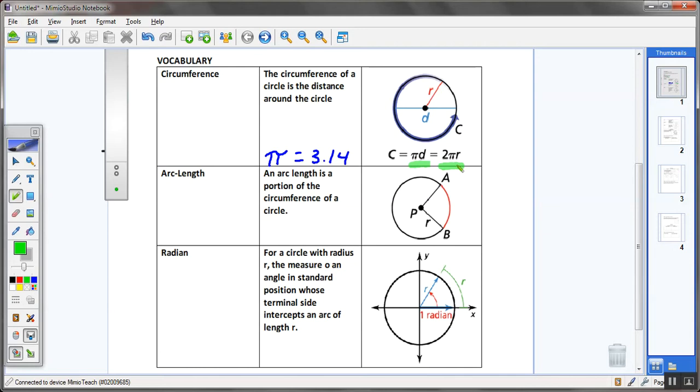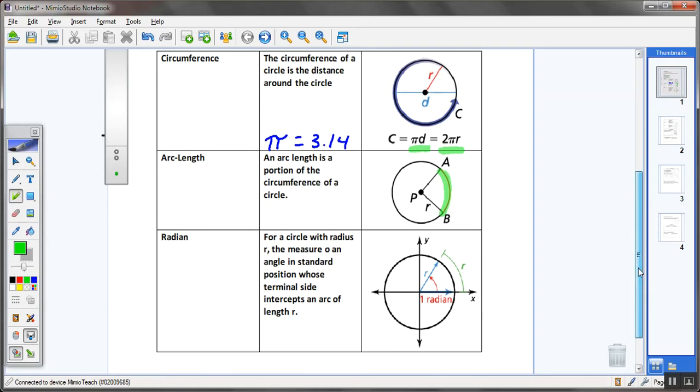All right, so here's the other part of this, the arc length. The arc length is a portion of the circumference of a circle. A to B here in red, this A to B would be considered an arc length. Is that the whole circumference or part of the circumference? Part of it. Okay, it's a portion of it.